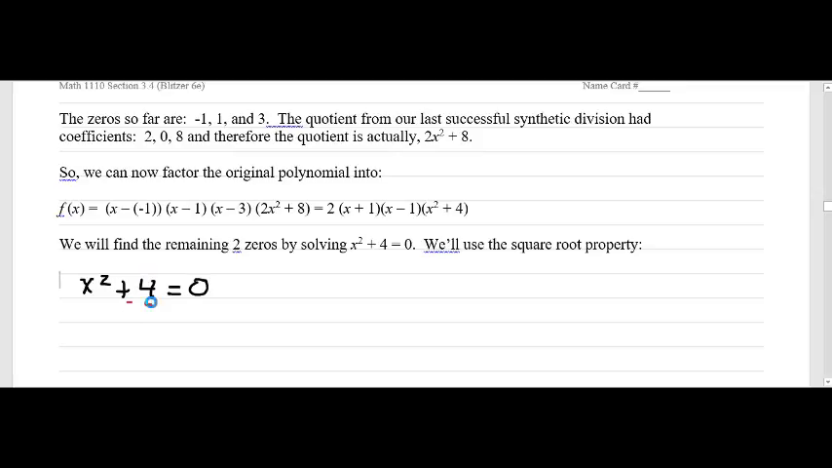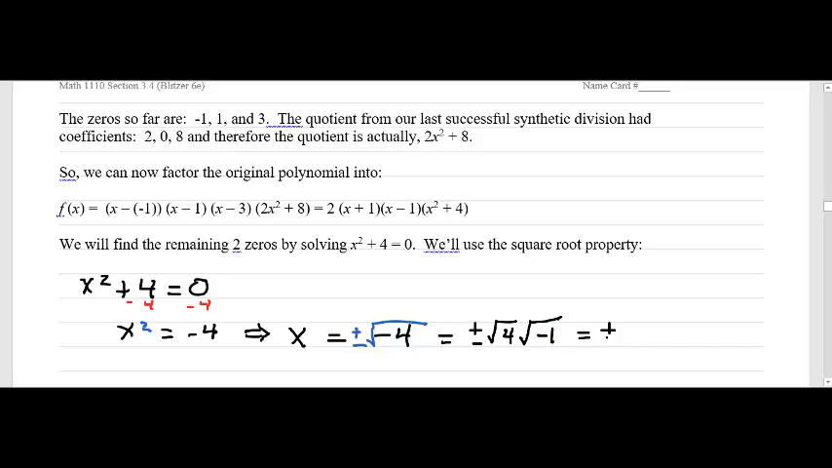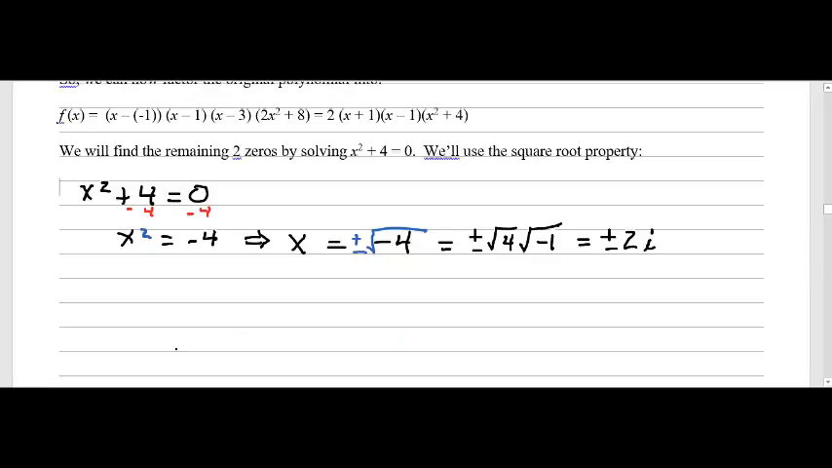So x squared plus 4 equals 0. If I subtract 4 from both sides, I get x squared equals negative 4. The square root property tells me I can lose that exponent of 2 on the x if I apply plus or minus the square root to the negative 4 on the right. And that simplifies to plus or minus 2i, since the square root of negative 4 can be written as the square root of 4 times the square root of negative 1, and the square root of negative 1 is i. So the complex zeros of the given polynomial are negative 1, 1, 3, and 2i, and negative 2i.